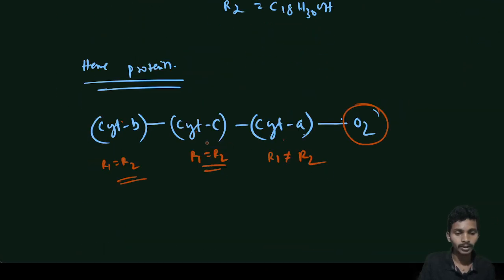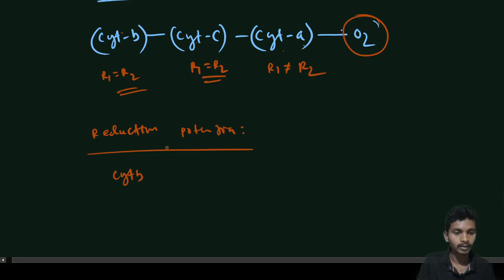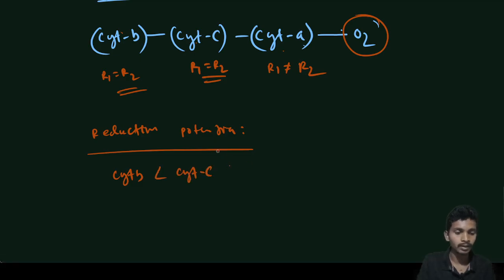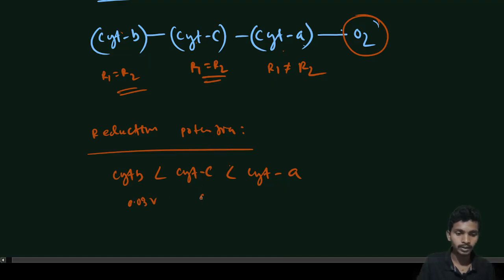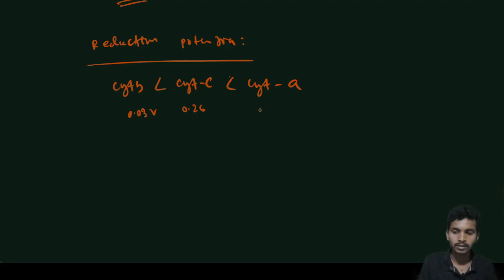And if we discuss the reduction potential, then cytochrome B is the lowest, then cytochrome C will come, then cytochrome A. This value is 0.03 volt, this is 0.26, and this is 0.4 volt. Okay, these are the reduction potentials.